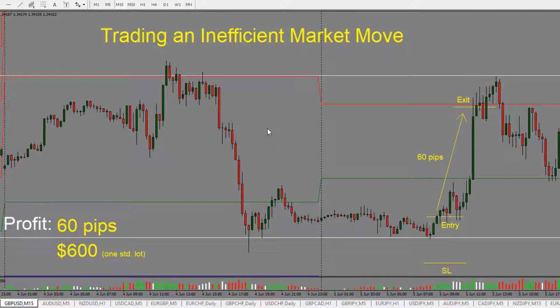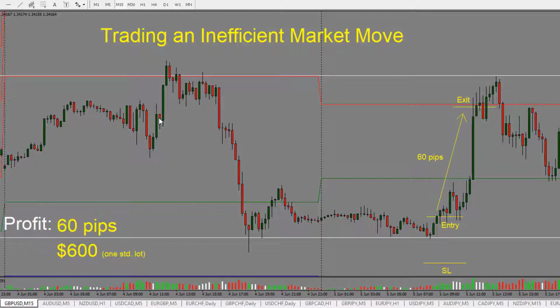However, this quick drop is then followed by a reversal, which goes back to the starting point of the move here. So this is what we are looking for. This is our inefficient market move, and we are looking for a reversal of that move. So what do we need to look for here?